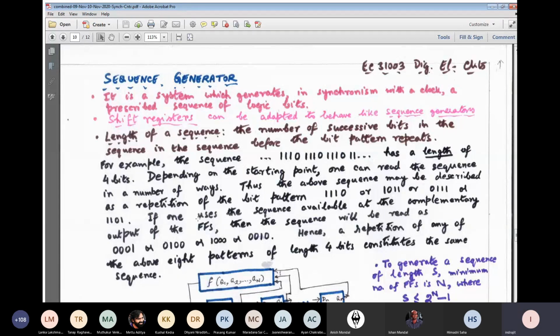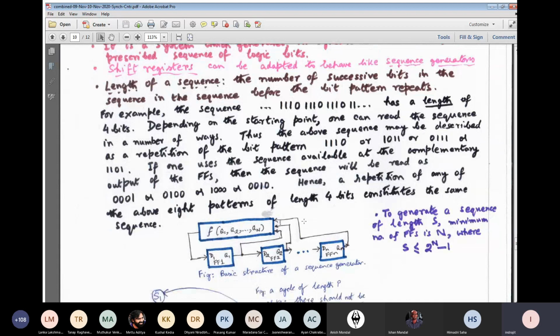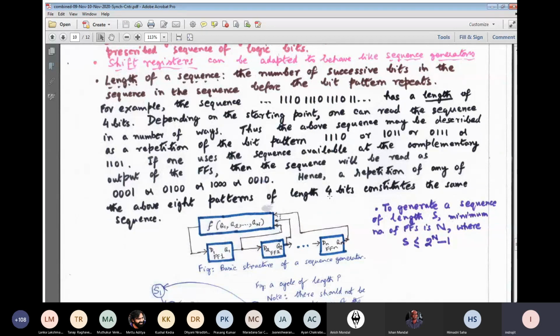But now if you use the sequence available at the complementary output of the flip-flops, you see you can read it in 4 different ways. So instead of reading 1 1 1 0, I can read 0 0 0 1. Instead of reading 1 0 1 1, I can read 0 1 0 0. That means I'm just reading the Q bar, not Q. So that means 8 different ways. Hence, a repetition of any one of the 8 patterns of length 4 bits will constitute the same sequence. Right? And just diagram, the basic structure of the sequence generator, my dear friend, will look like this.